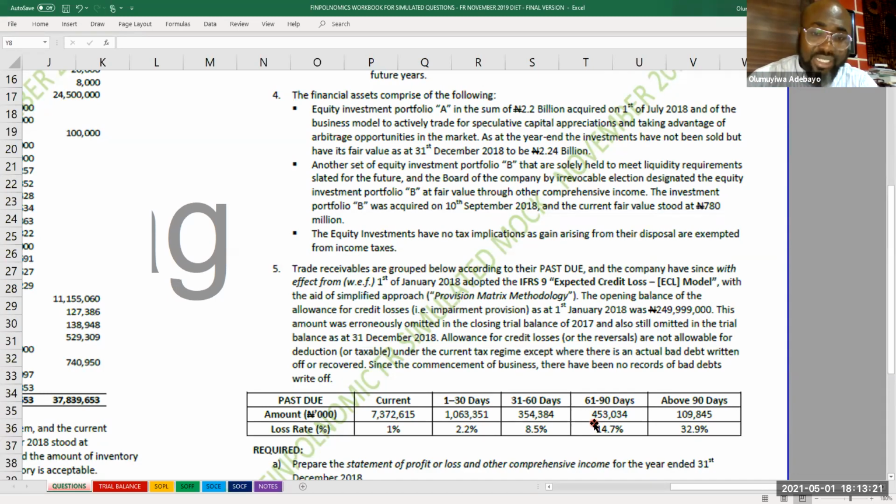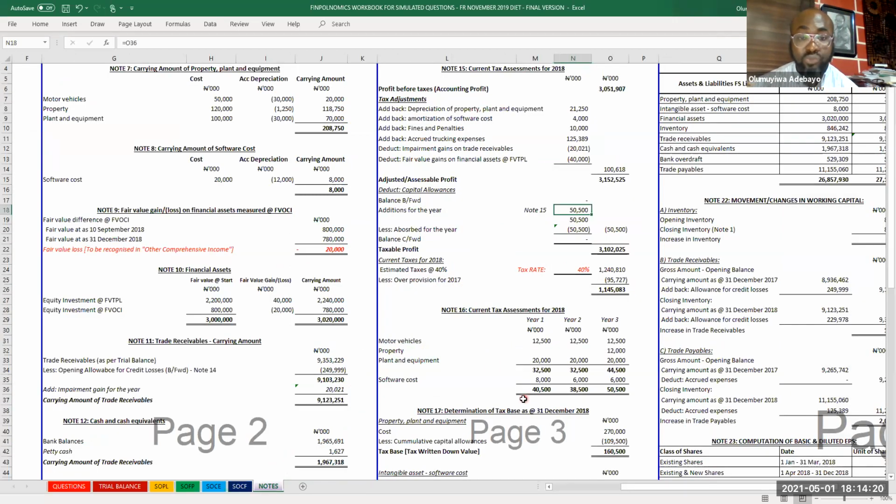Even though your treatment might be correct, you need to first of all identify what class of financial asset this transaction is. The equity investment portfolio A, from the business model here that requires its active trading for speculative gains and taking advantage of arbitrage opportunities, signifies that this asset qualifies as one measured at fair value through profit or loss. Since it was acquired on 1st of July 2018 at 2.2 billion, and as at reporting date the fair value has increased to 2.24 billion, we need to recognize a fair value gain of 40 million naira. And I think that is what Oluwashimilore is saying. Let's see how that plays out in our notes. Financial instruments.